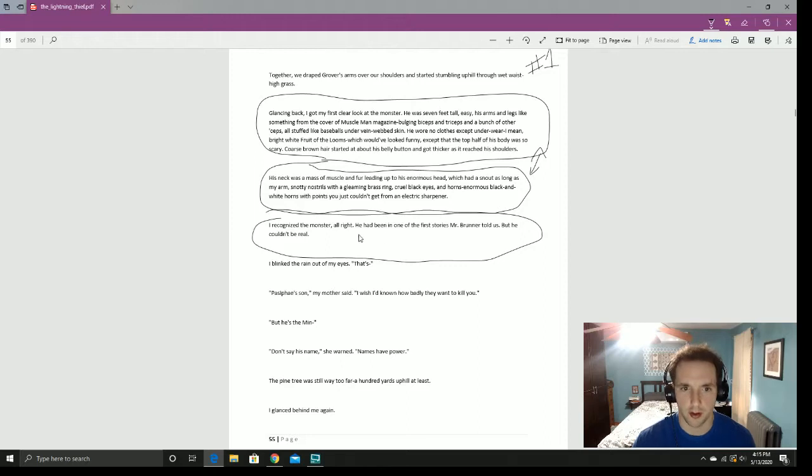And so this paragraph goes on to continue the description and describes, instead of just the body, what his head actually looks like. And with this description, now we can tell exactly what the animal is, or what the monster is, and so can Percy. He says, "I recognized the monster, all right? He had been in one of the first stories Mr. Brunner told us, but he couldn't be real." And then even down here, he goes on to try to say it, but he's the Min. And since we read Theseus and the Minotaur, we know that this author here is describing a Minotaur.